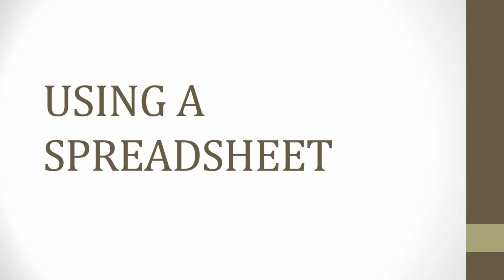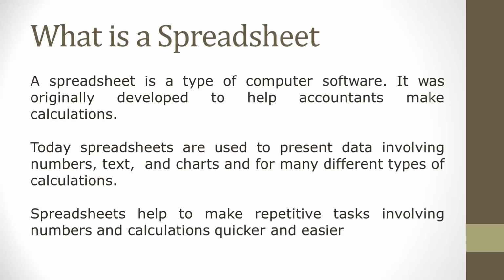Now we're looking at using a spreadsheet, and in order to have a good understanding of using a spreadsheet, we must know what a spreadsheet is. A spreadsheet is a type of computer software. Computer software, application software, is commonly referred to today as just plain old app. So anytime you see the word software, a program, or a software application, it simply means what we commonly refer to today as an app, right?